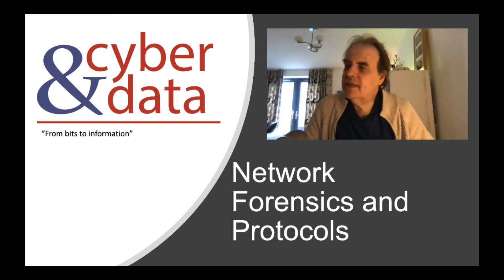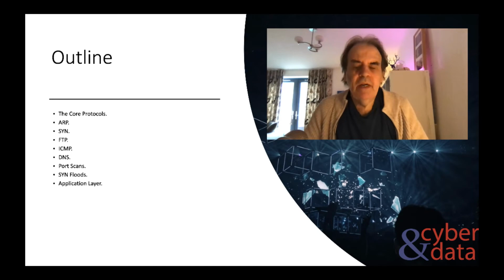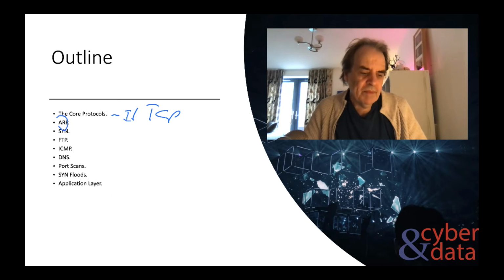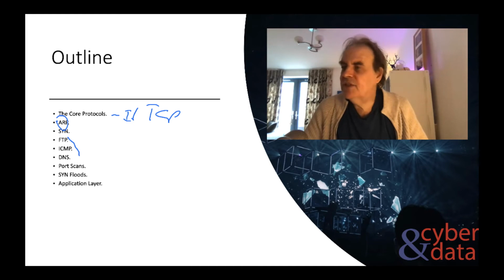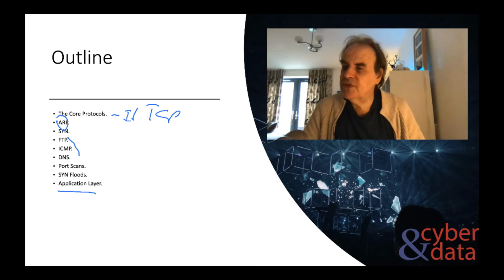Okay, so let's look at network forensics and protocols and really try and understand how networks work and how the protocols can be used to understand the communication trails. So we'll look at the core protocols, and these include IP and TCP, along with ARP, and then we'll go to the high-level protocols such as FTP, ICMP, DNS, and then right up to the application layer, which is the protocols such as HTTP.